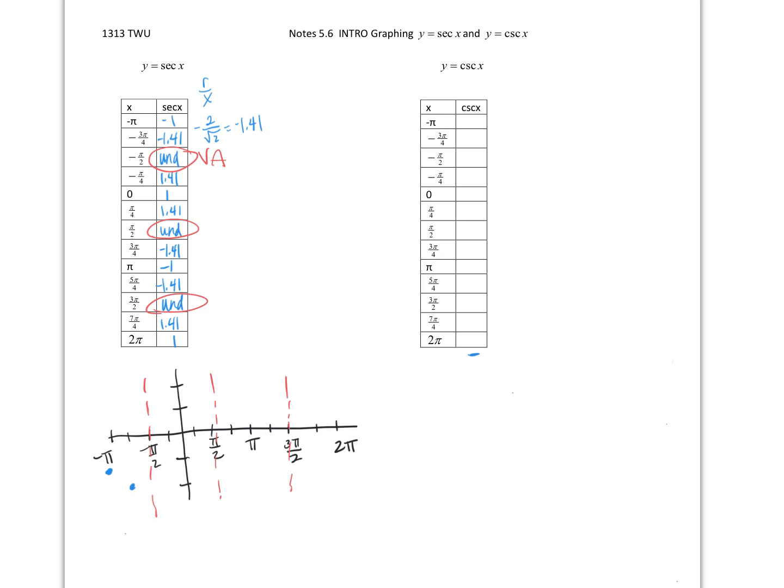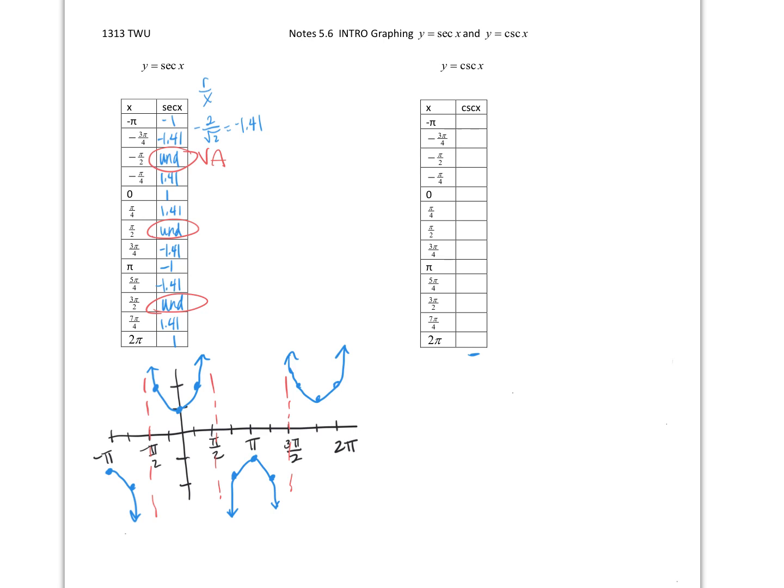All right, and then we jump over negative pi over 4. I'm at positive 1.41, then 1, and positive 1.41, undefined, and then we come back down. 1, undefined, jump up. All right, so if I begin to connect my points, you're going to see what repeats on this graph. And this is what we saw in our calculator, right? This is what we saw.